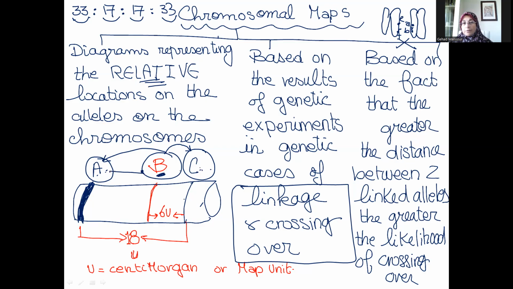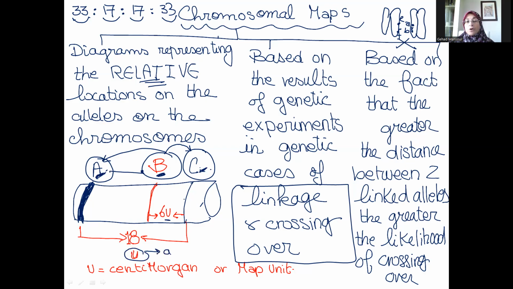Or between, so again, I'm sorry, I was distracted. The likelihood of occurrence of crossing over between A and C is greater than the likelihood of crossing over between A and B or between B and C. Now, if we consider the distances that are written on the diagram, then the distance between A and C is 18 units, and the distance between B and C is 6 units.